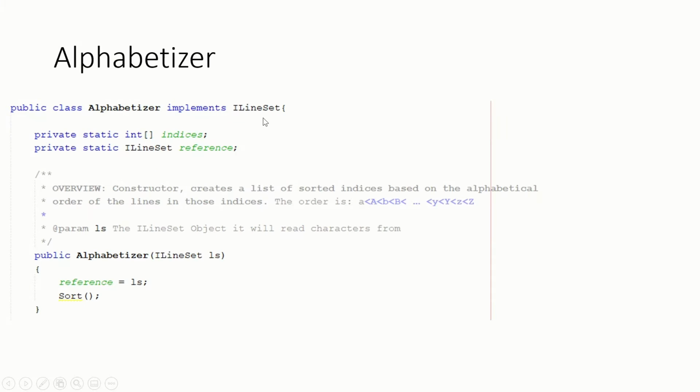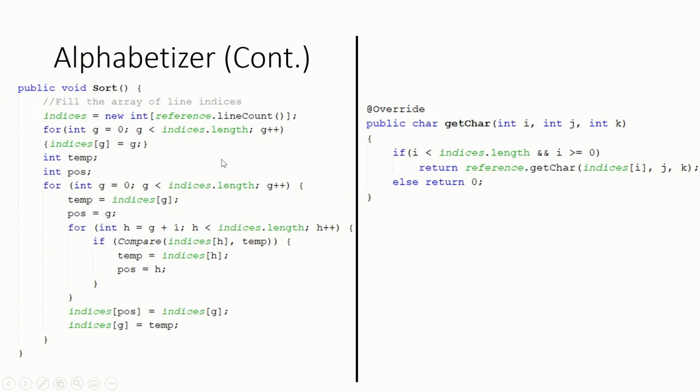The alphabetizer is an iLineSet. It stores an array of indices and also has a reference to an iLineSet that it would call whenever it invokes its getCharacter method. The sort method will fill in its array of indices from the reference that it has, and then it'll sort those using this insertion sort with the compare method that I used in the pipes and filters assignment. And its getCharacter method will call for getCharacter at a specified alphabetized index.